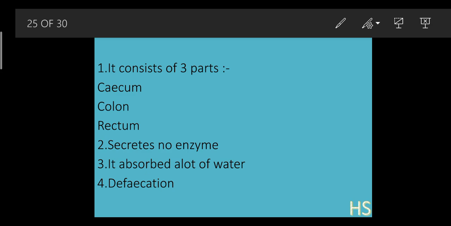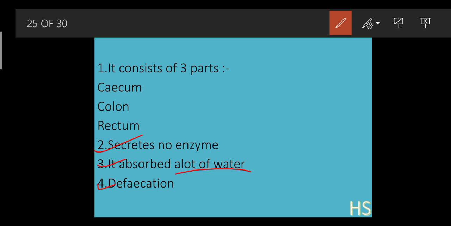Cecum, colon and rectum. See, mostly the enzymes work in the small intestine only, but as we move into the large intestine, no enzymes get secreted. So basically we are not going to learn any names here. It is a place where absorption of a lot of water takes place. Here only the water is going to get absorbed, not the food. Food we have already studied in the small intestine, and it also helps in the function of defecation.